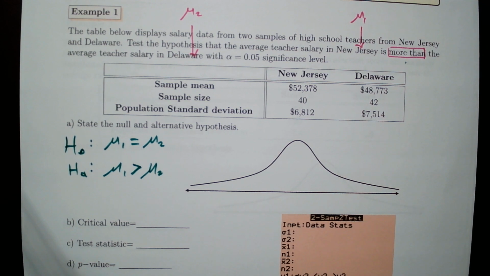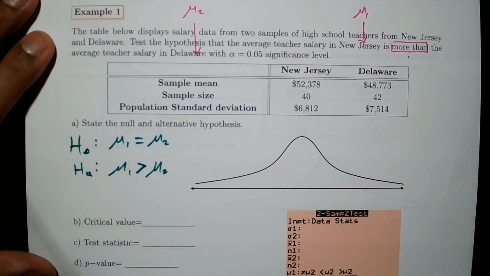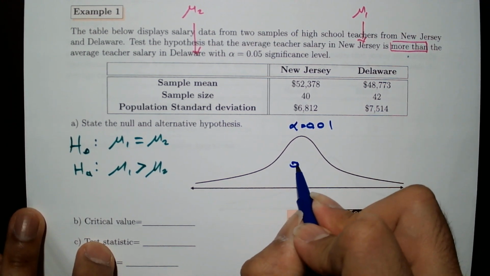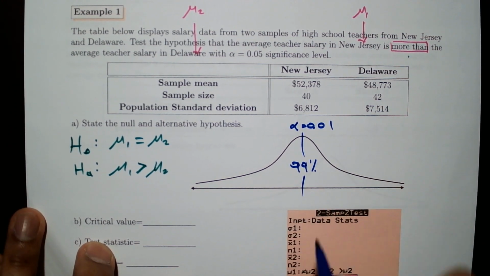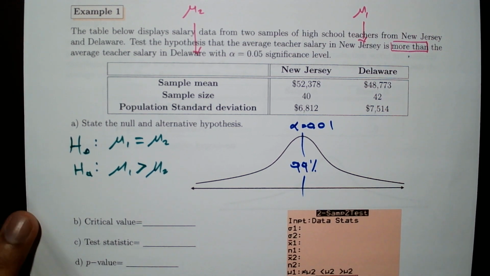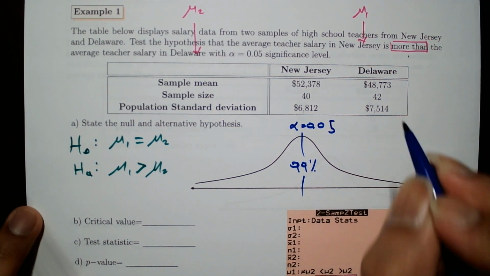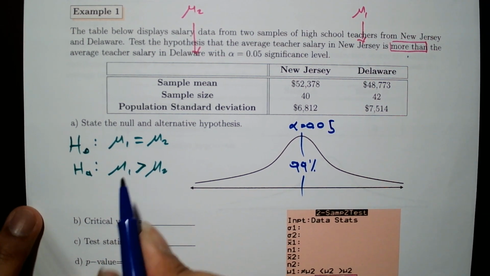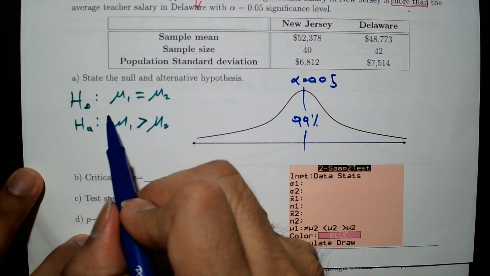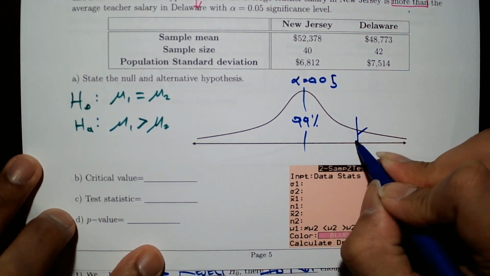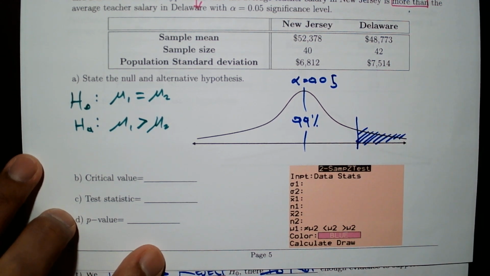All right, so let's see. So we're going to do this at an alpha equals 0.01. That means 99% precision. And in this case, let's see. Oh, wait a minute. Did I say 0.01? No, 0.05 rather. So in this case, more than, look at the direction of the inequality sign in the alternative hypothesis statement. Well, that's going to be this side.